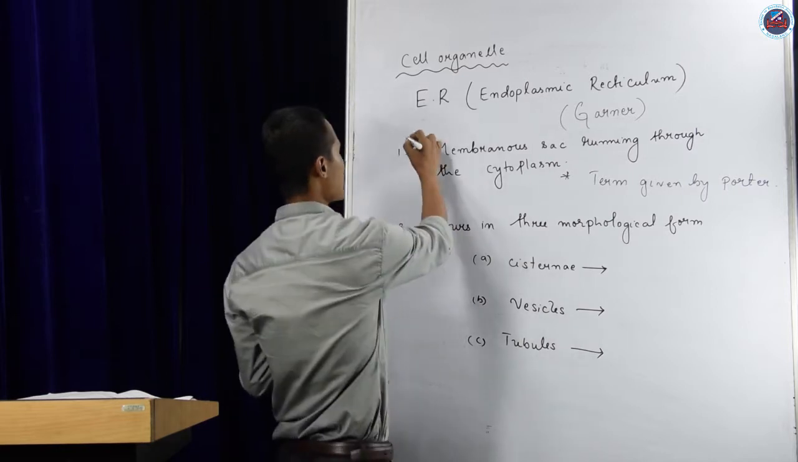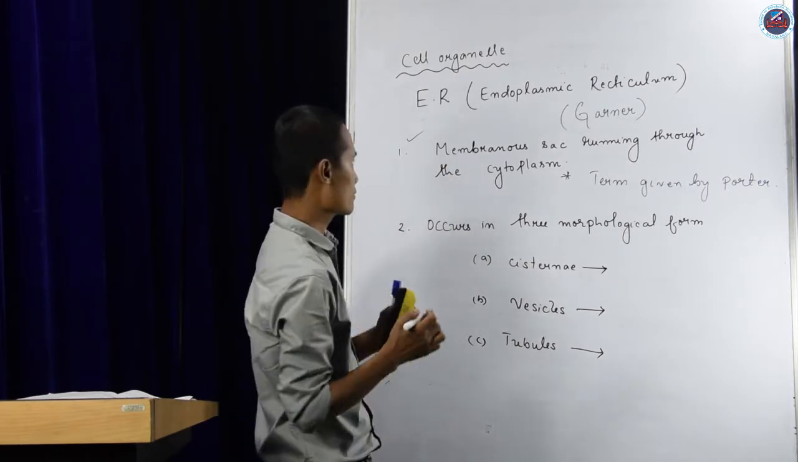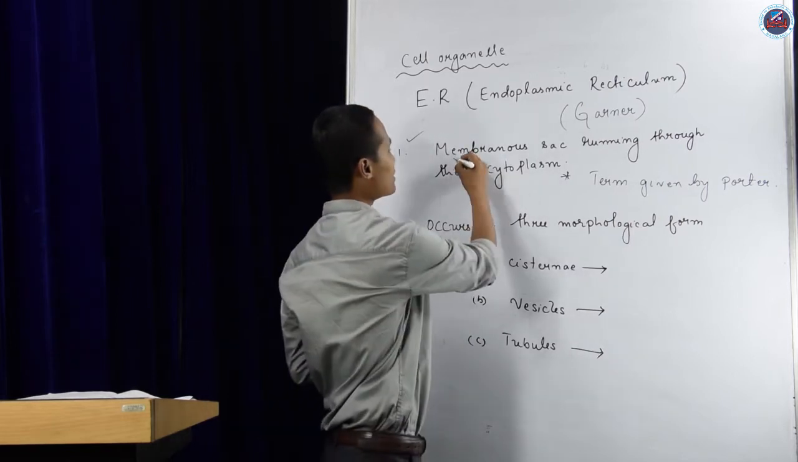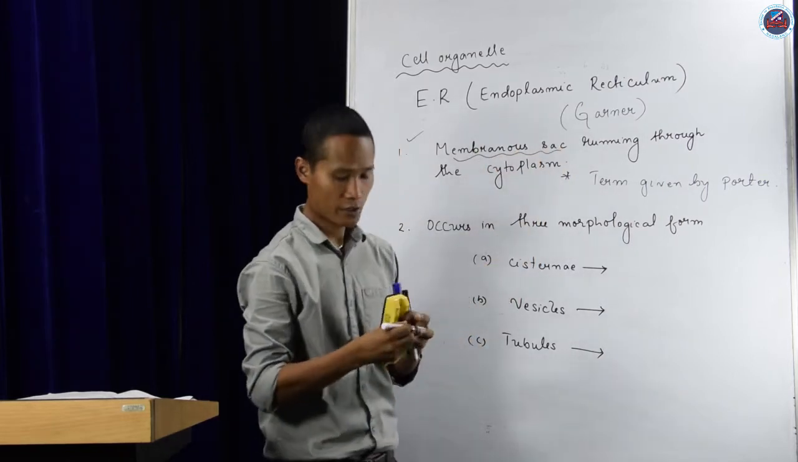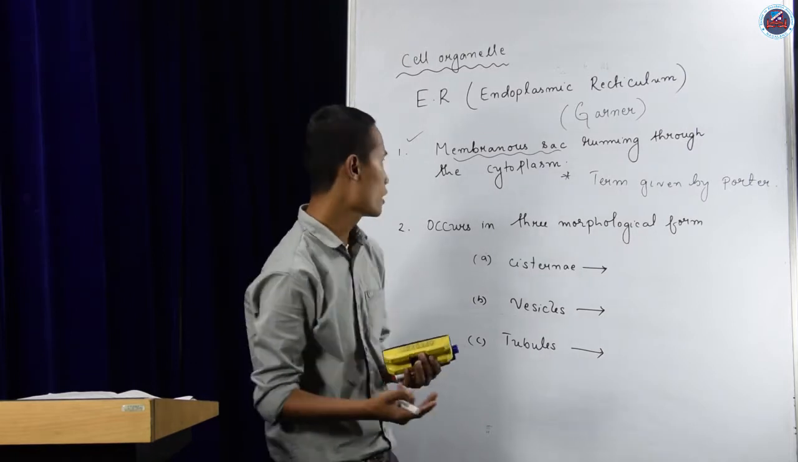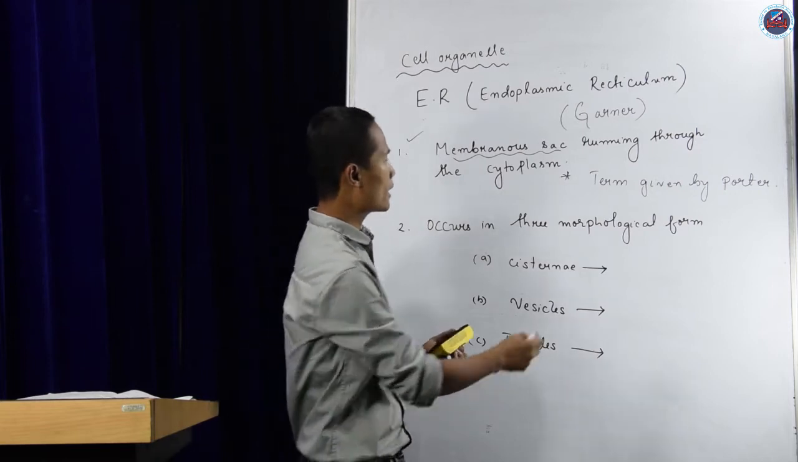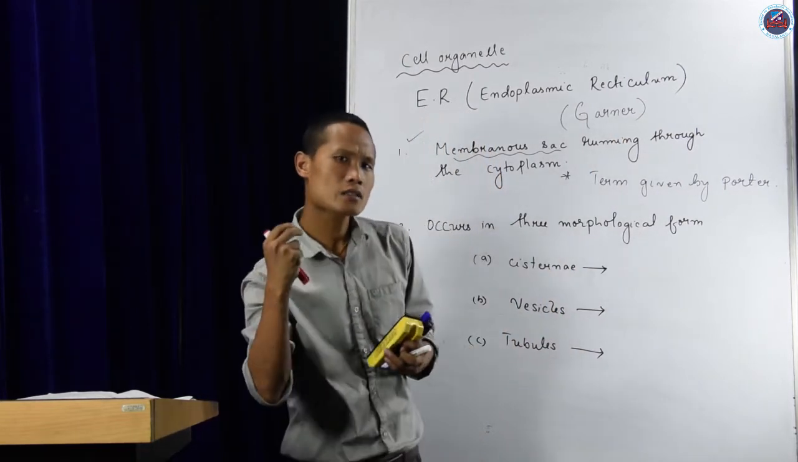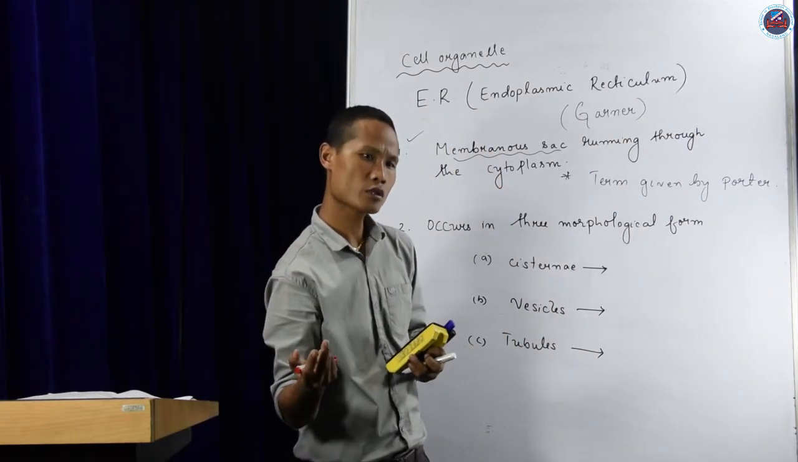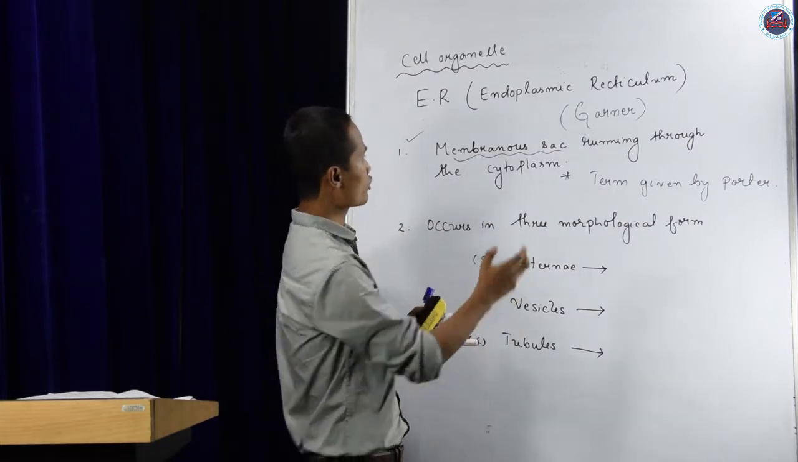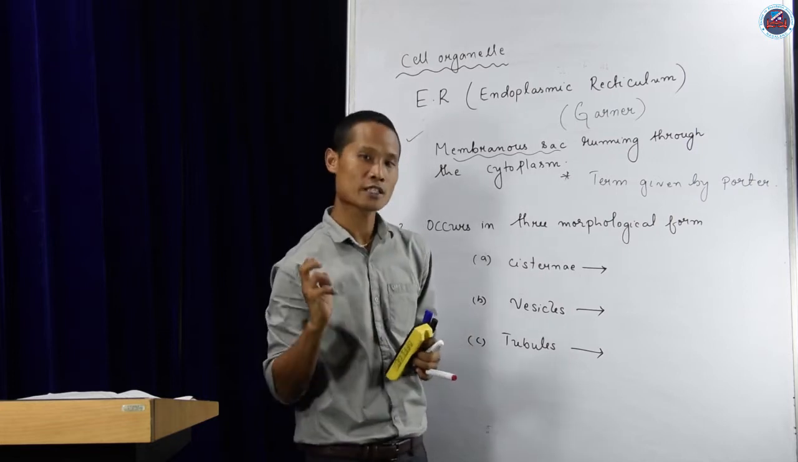I've written some important points out here. These are complex systems, and they have a membranous sac. It means that they have a membrane. This cell organelle has a membrane, and it acts as a mechanical support to the cytoplasm. So in the cytoplasm, you will find this endoplasmic reticulum.